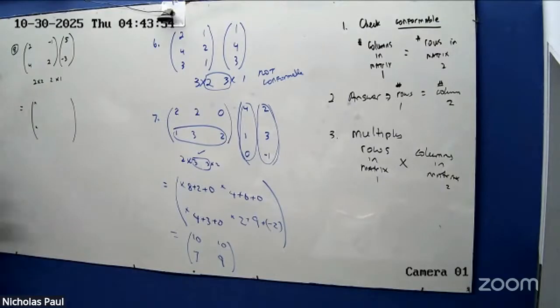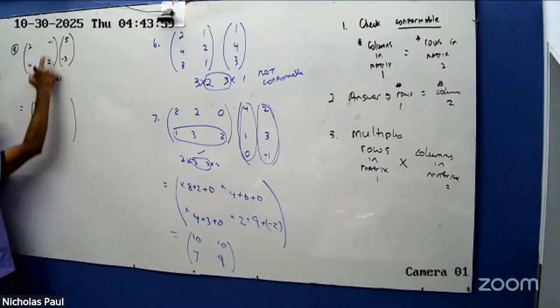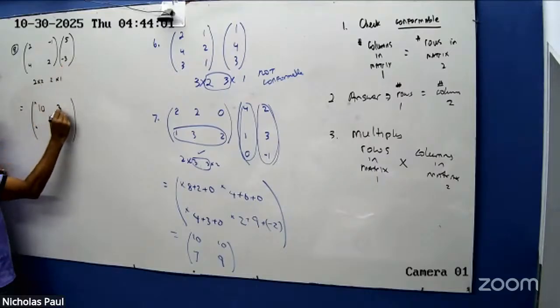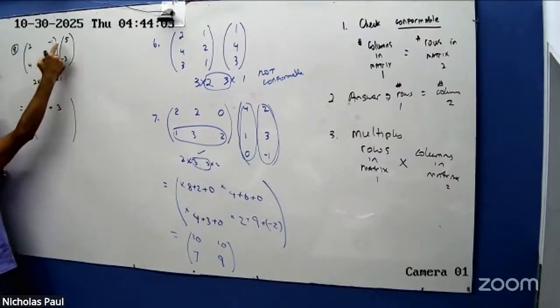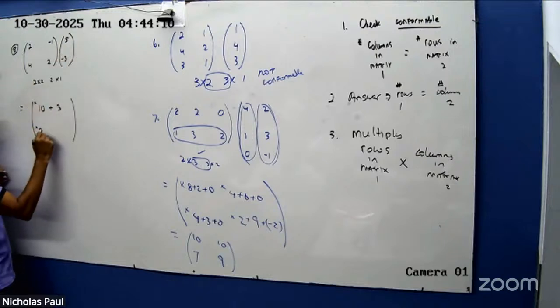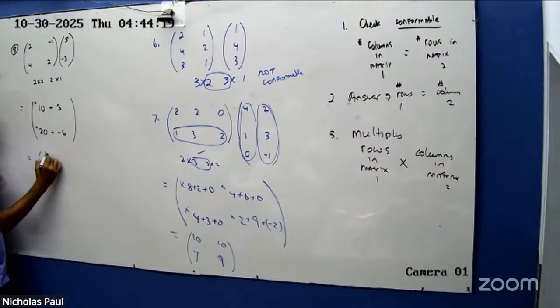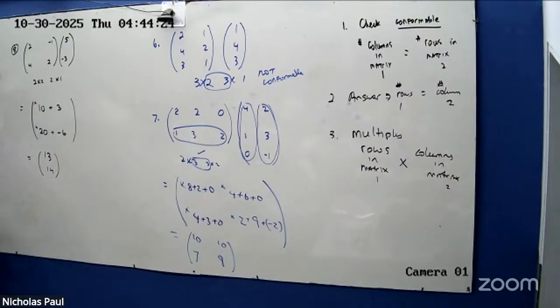Right? Let's see what you got. So you're multiplying 2 by 5, that's 10, minus 1 by minus 3, that's plus 3, then we add it. Row by column, 2 by 5, minus 1 by 3. Row by column again, 4 by 5, that's 20, 2 by minus 3 is minus 6, then we add it. You get that? So you're getting 13, 14. Everybody okay with that?